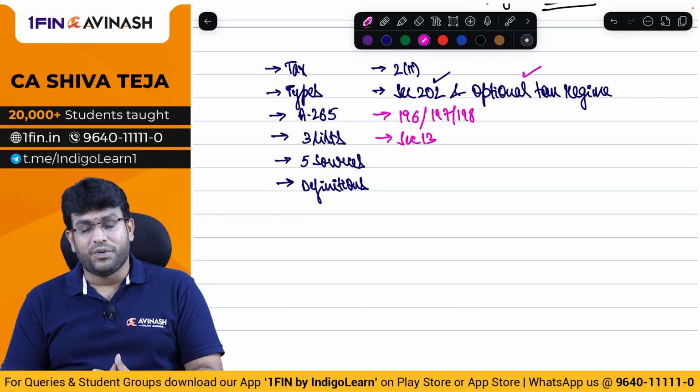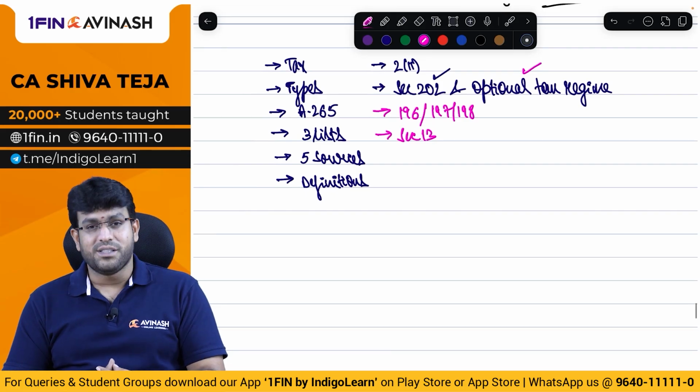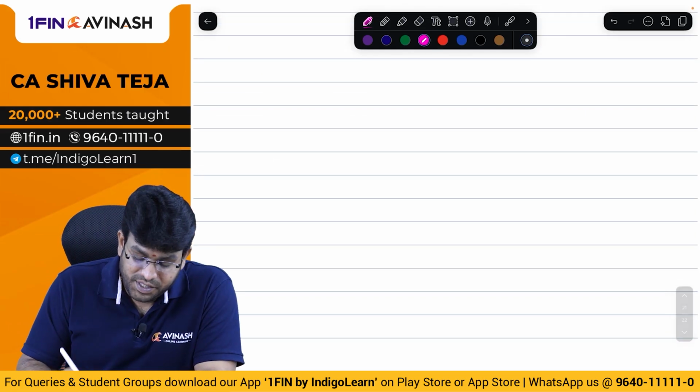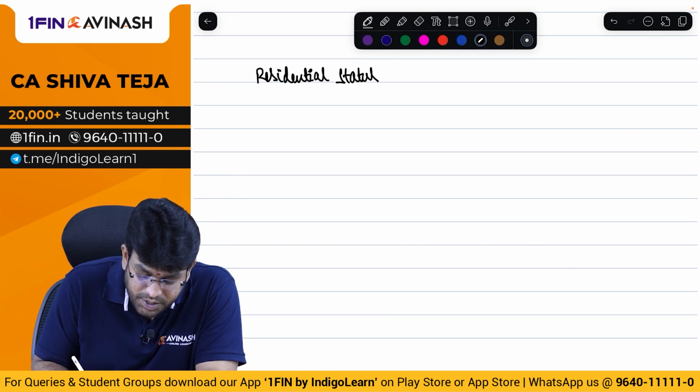That is an interesting point to be noted. So when all these 5 heads of income we combine, what we get is called gross total income. From that we take deductions, then the balance is called total income. Very, very interesting point. Now it's time to learn the next interesting topic in our syllabus, my dear friends, residential status.